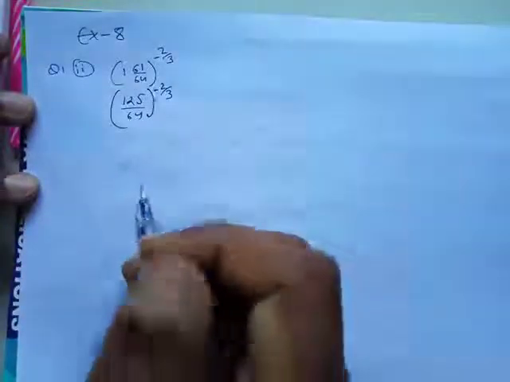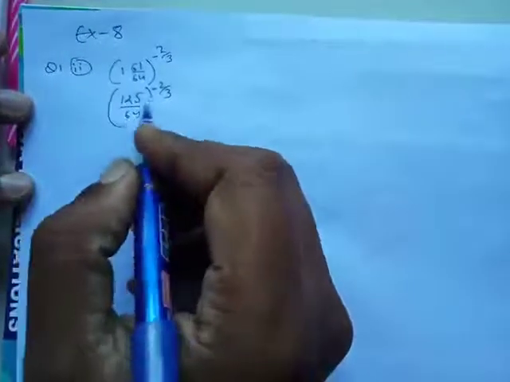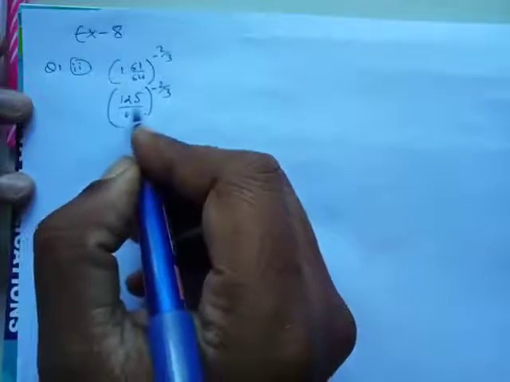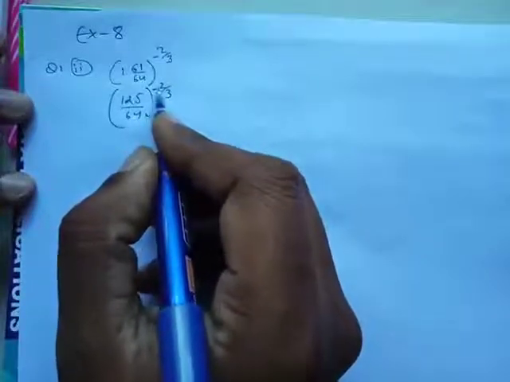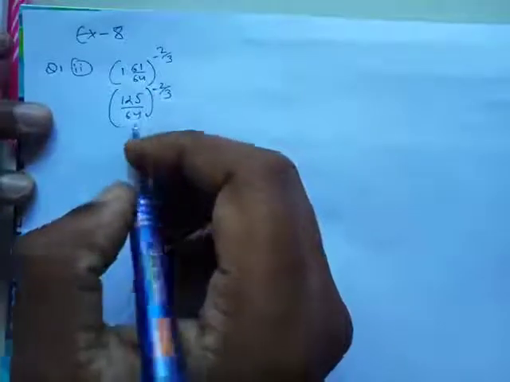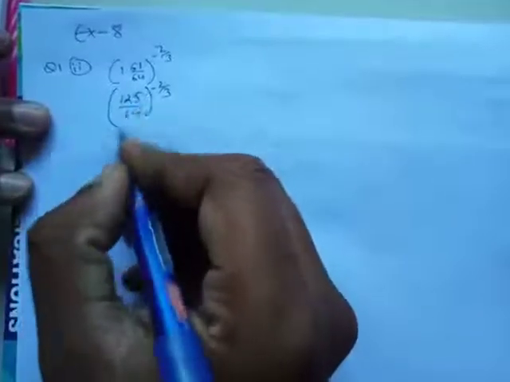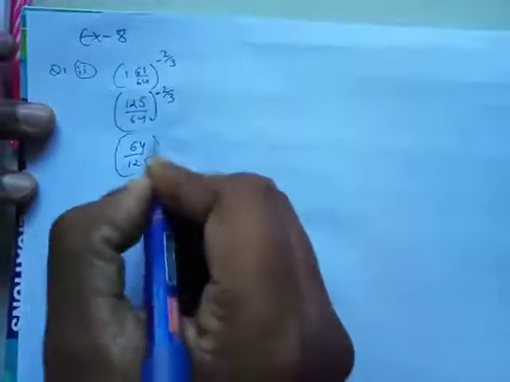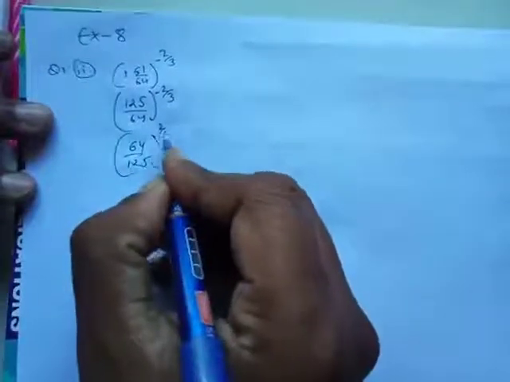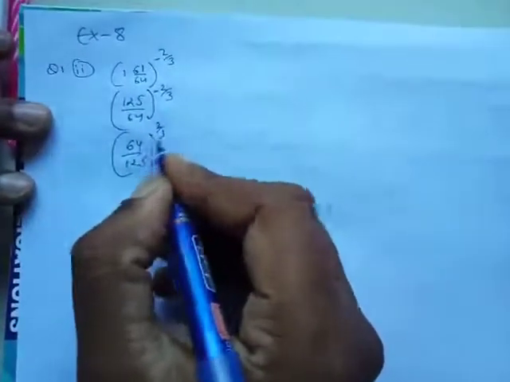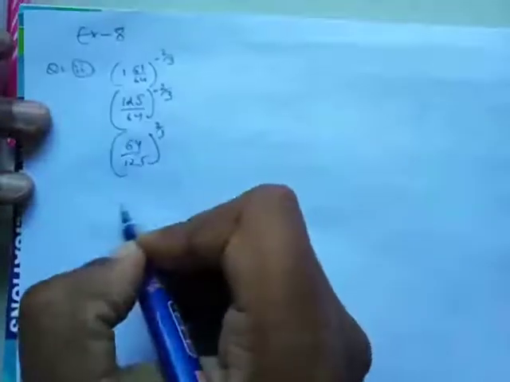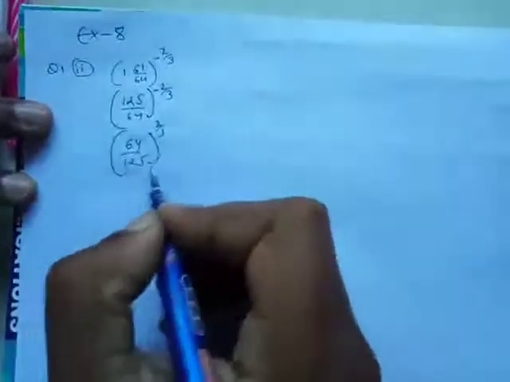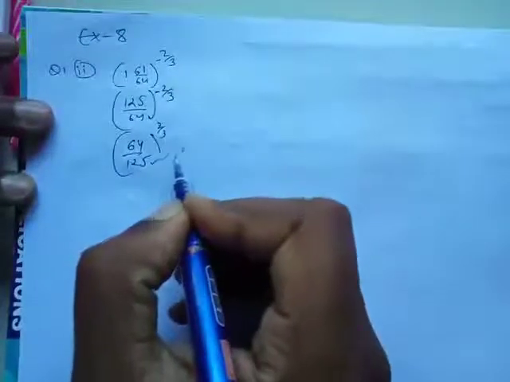Okay, now if I get this, what can I do? I have to remove the negative sign. When I have to remove the negative sign, I'll take the reciprocal of what is inside. So 64 over 125, and I won't take the reciprocal of this power. I will only take the reciprocal of what? The inside part. Okay, now we'll pause for a little while over here.